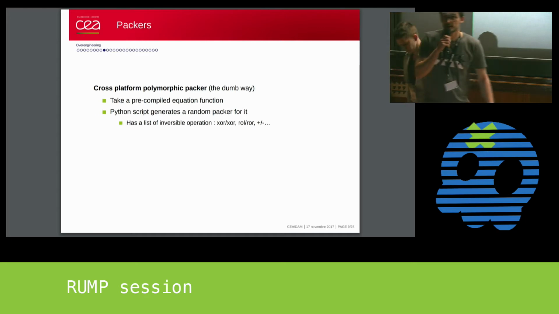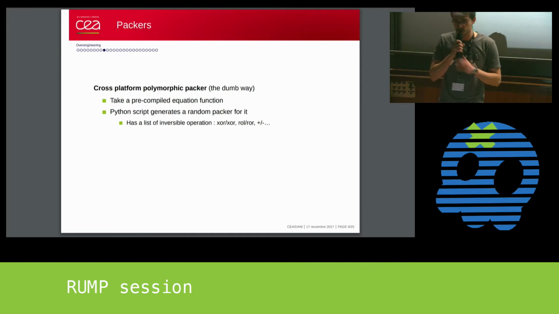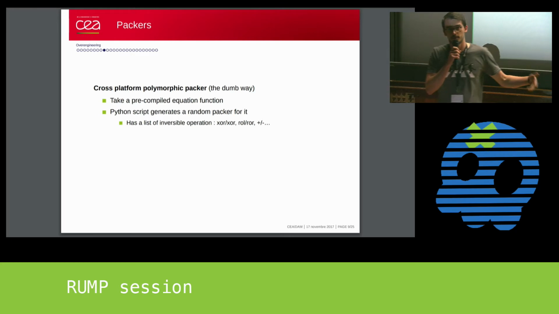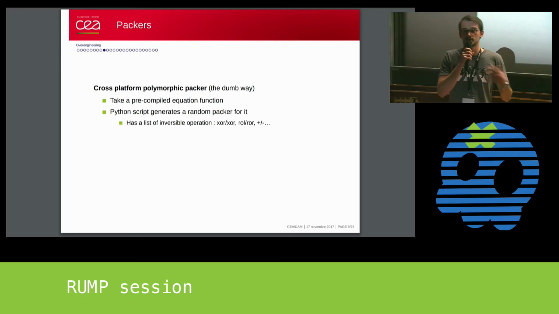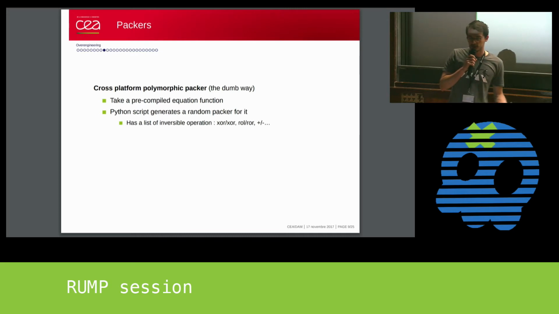So for the packing part, you saw that there was a packer in this challenge. We wanted to generate one different packer per binary, so that's 1,000 packers, and we couldn't afford to write them all manually. So what we did is that when the equation was compiled, we took the binary blob, and then we generated random packers, with a list of invertible operations and their inverses.